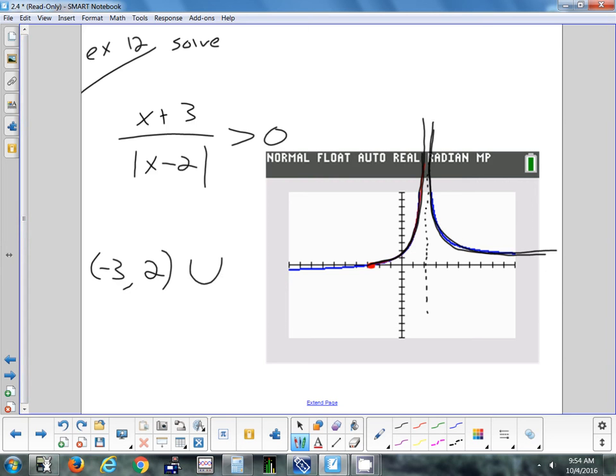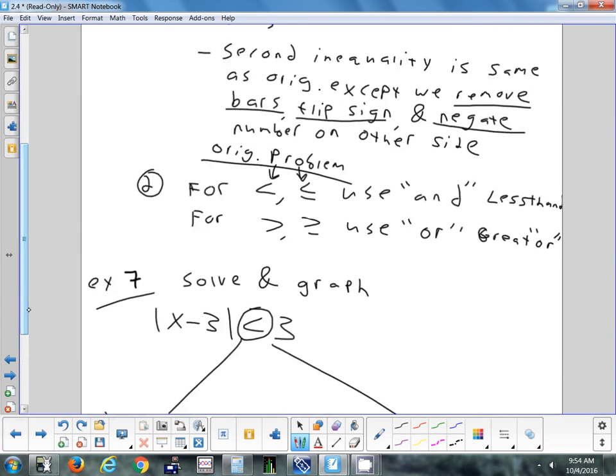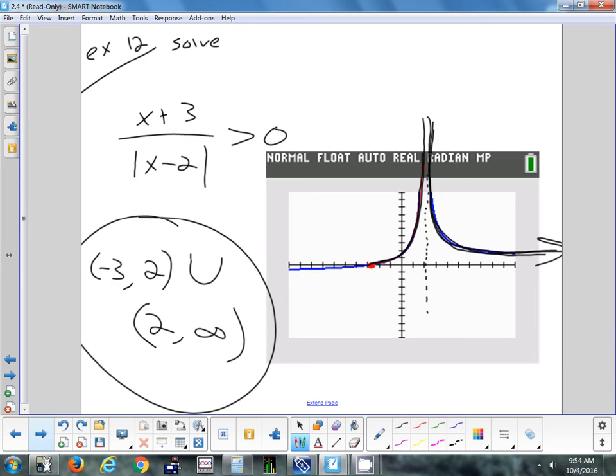So that's going to be from 2, not including it, all the way to, what's the highest x value I could pick? Infinity. So pick any x value from -3 on, except 2, and this graph will always be above 0. I don't know if you guys saw me, but I erased something right here. You can write "or" or you can use this symbol. Have we used that symbol before? Yeah. This symbol means "or."